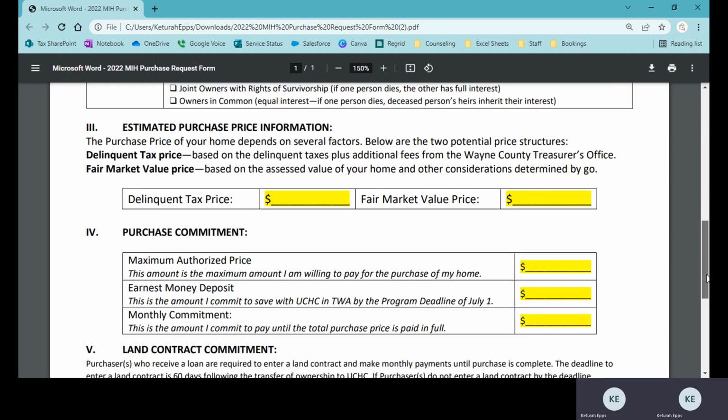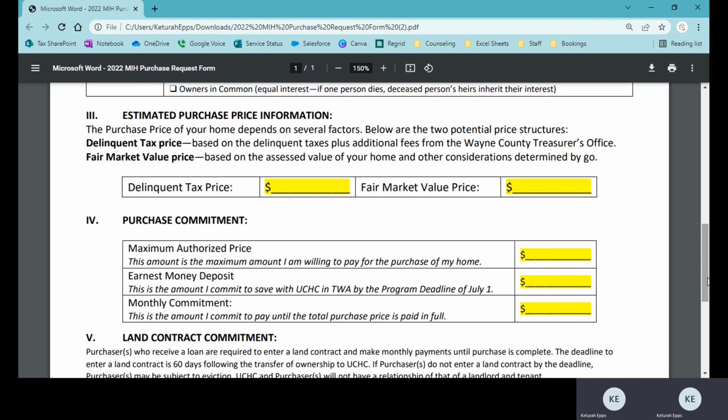Section 3 is about your estimated purchase price. So remember, as we talked about in the service agreement, there are two possible prices for your home. We won't know the final price until the summer, but we just like to quote you both so that you have an idea. The purchase price of your home is going to depend on several factors.